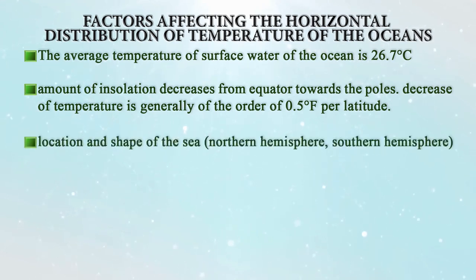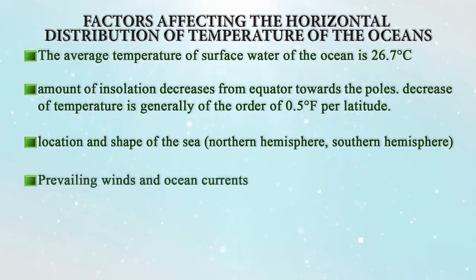Location and shape of the seas also affects the horizontal distribution of temperature of the oceans. Like in the northern hemisphere, there is a greater proportion of land areas, so oceans are more in contact with the land areas, so they get heated up quickly and cool quickly. Compared to the southern hemisphere, where there is a greater proportion of oceanic areas, the isotherms in the southern hemisphere are more regular, and there is no such drastic change in the temperatures.